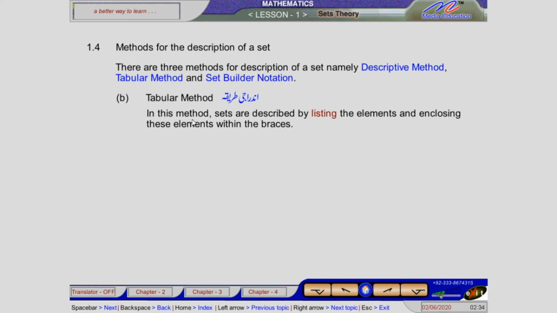In tabular method, sets are described by listing the elements and enclosing these elements within braces. For example, set B is equal to {1, 2, 3, 4, 5}. Similarly, set D is equal to {0, 1, 2, 3, and so on up to 9}, enclosed in curly brackets. So this is the tabular form.